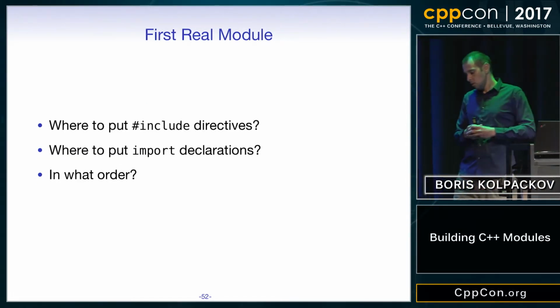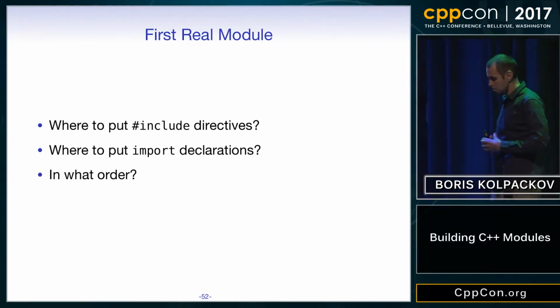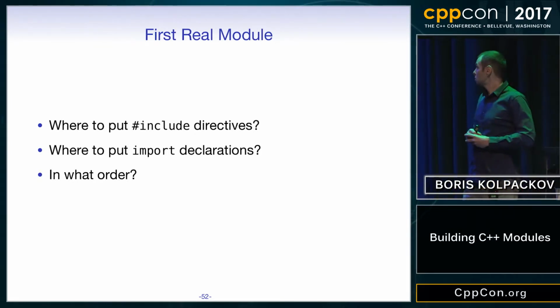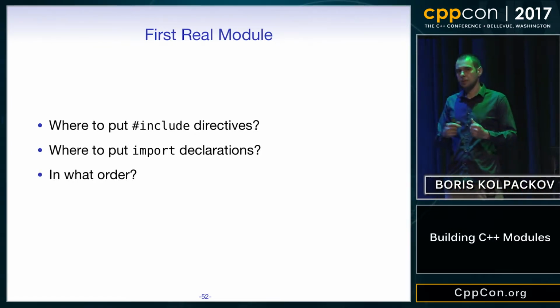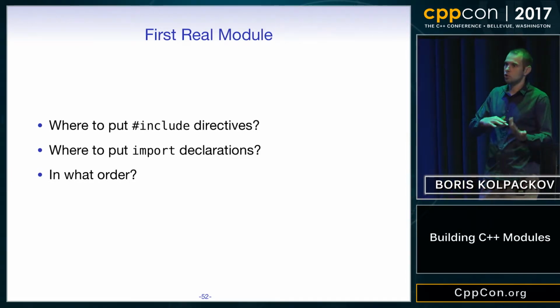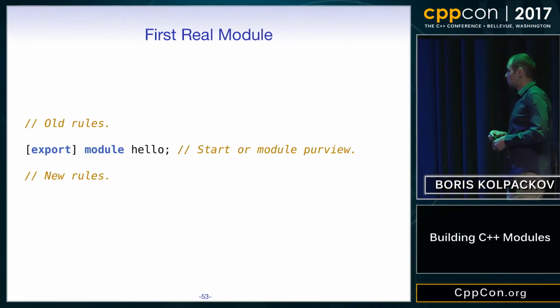Okay, so let's now look inside the module. So we kind of covered the meta topics, how big and how to partition. So now let's look inside. First question that pops up is, where do I put includes? Where do I put imports? Which order should I do that? And there's actually a good reason why you should ask these questions.